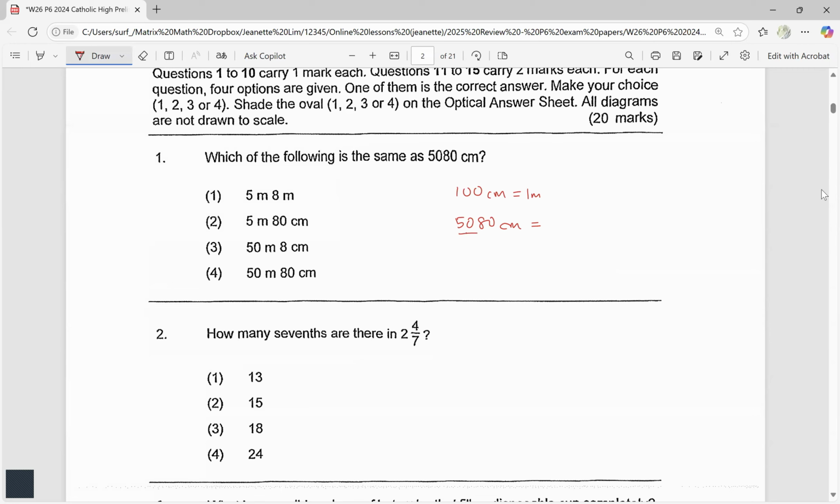Your answer has to be 50 meters, not 5 meters. So the first 2 options are out. So 50 meters. Now you're left with 80 cm. So the answer is 50 meters and 80 cm, which is option 4.